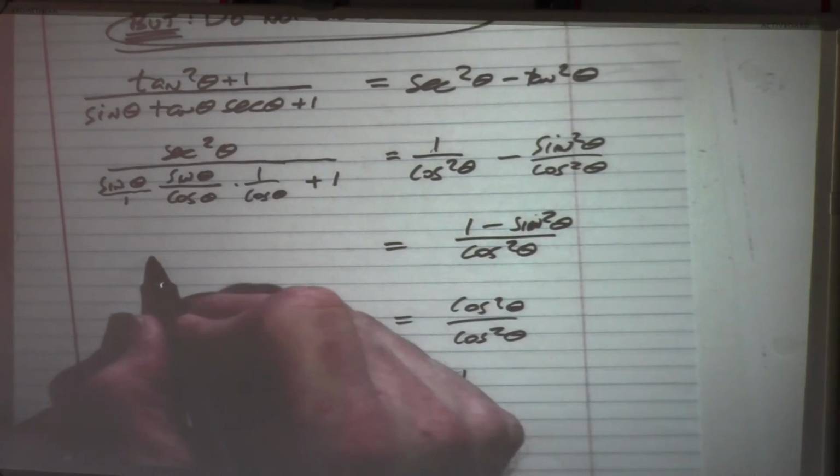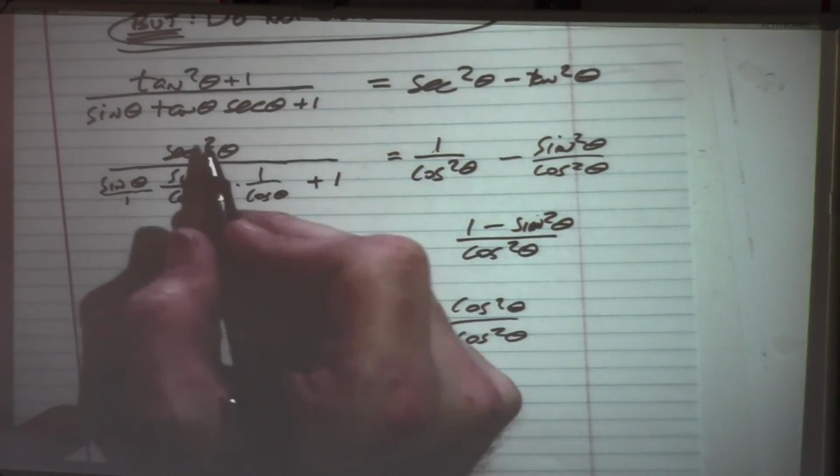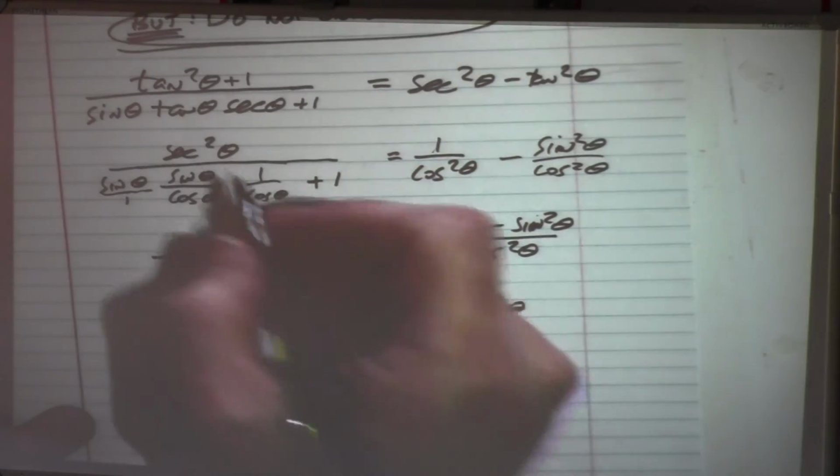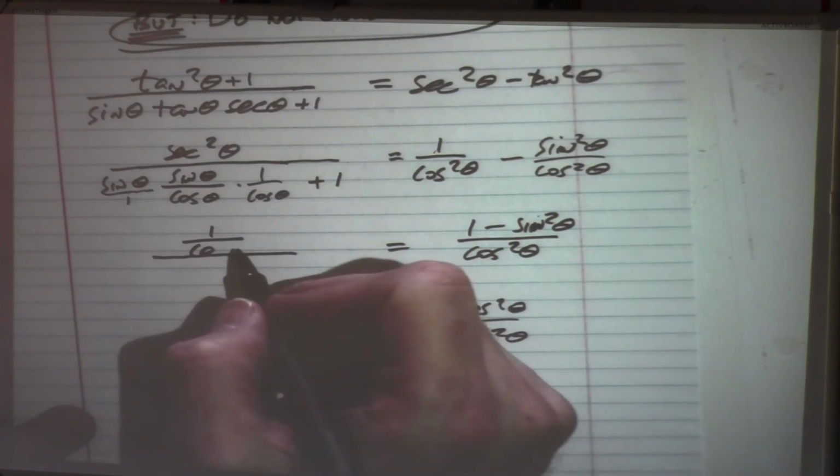So let's work with this one. So I'm going to do this. The secant, now that I changed that into secant, now I'm going to change secant into a sine or a cosine. And secant is the same as 1 over cosine.